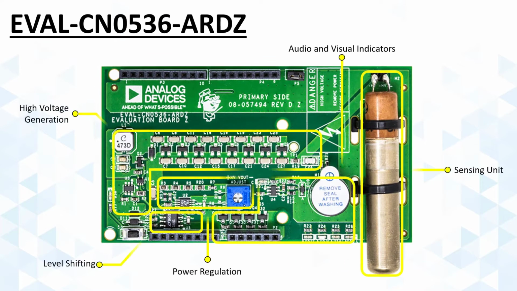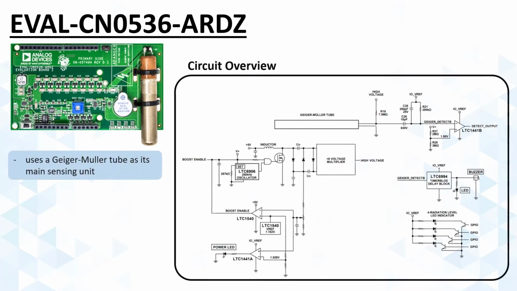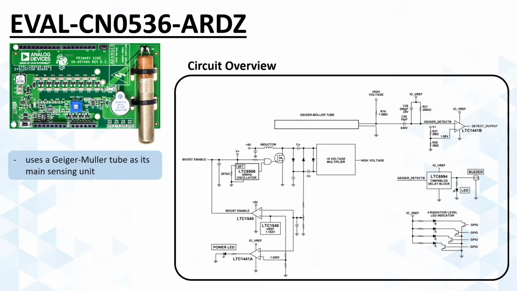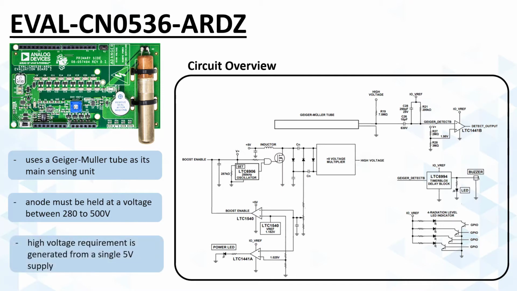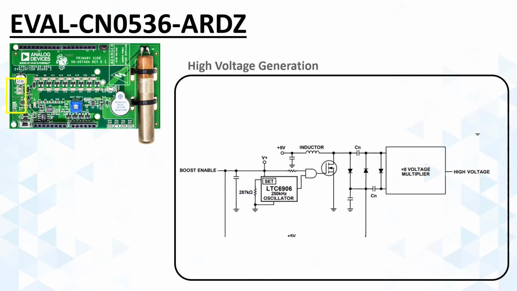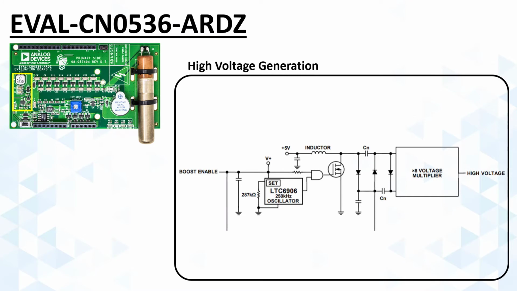Shown here are the circuit blocks that make up the CN0536 Geiger counter reference design. It uses a Geiger-Müller tube to sense the radiation particles. In operation, the anode of the Geiger-Müller tube must be held at a voltage between 280 to 500 volts. This high voltage generation on the CN0536 is created from a single 5-volt supply using a novel ultra-low power architecture.